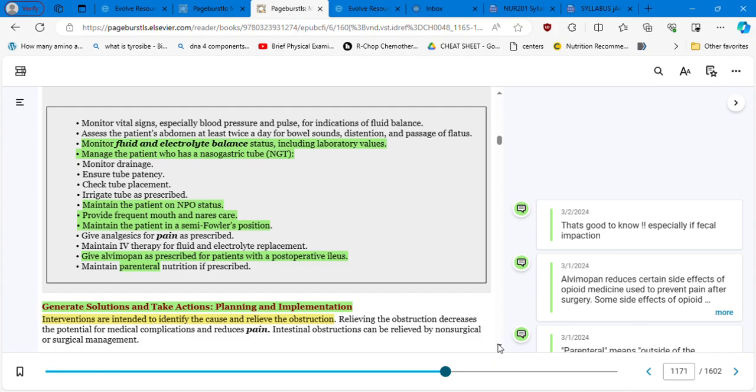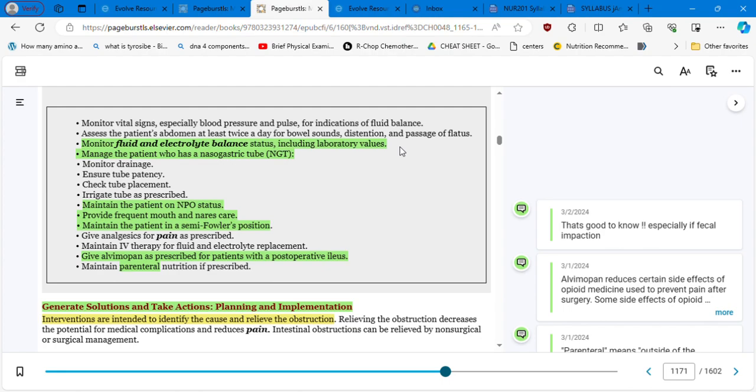Assess the patient's abdomen at least twice a day for bowel sounds, distension, and passage of flatus. Well, in my case, I will do it every 2-3 hours. You never know. You never know, okay? There is no set parameter. For all types of body, right? In an elderly, changes could be slow. Changes in a young adult could be faster, depending on the comorbidities.